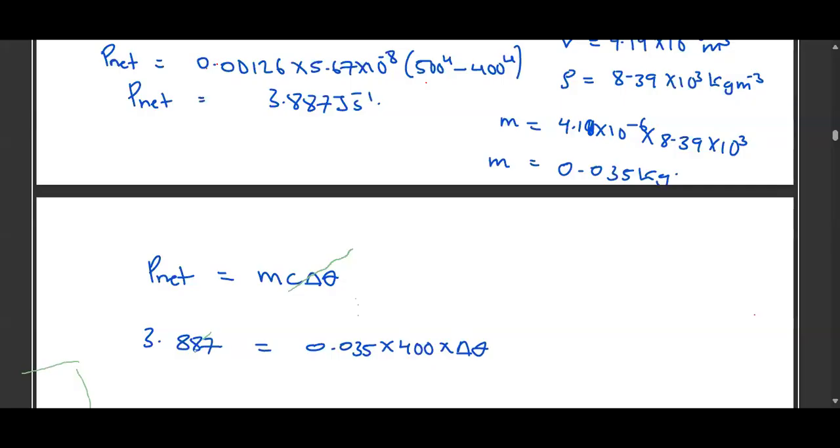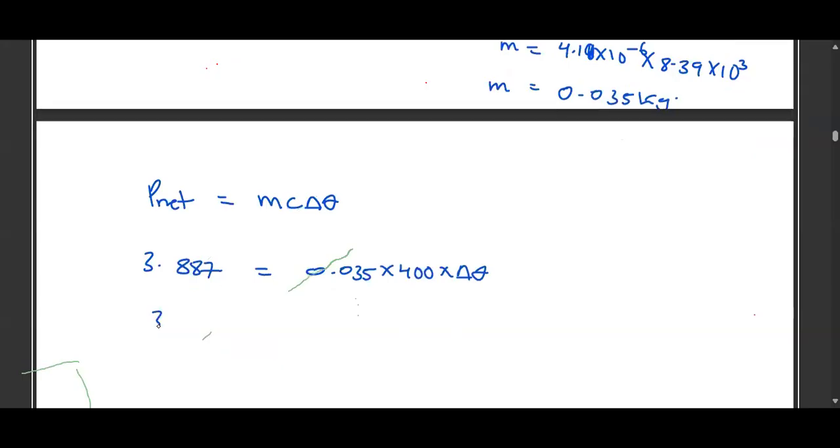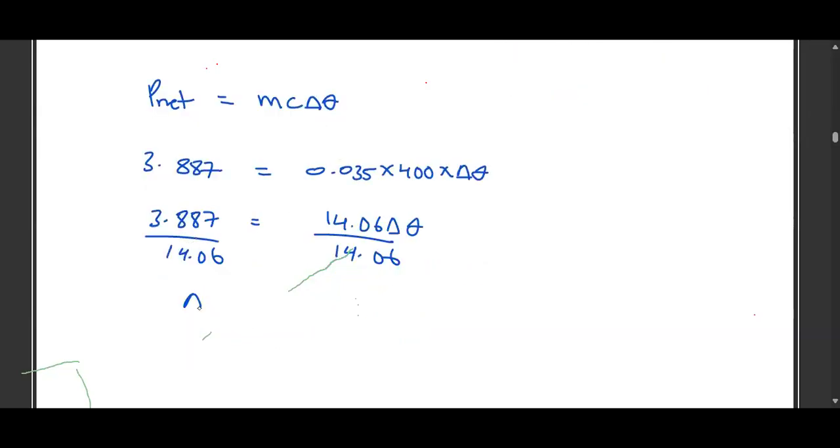So I'm having 3.887 is equal to 14.06 delta theta. Dividing 14.06 by 14.06, our delta theta is going to equal 3.887 divided by 14.06. I'm coming up with 0.276. These are going to be kelvins per second.